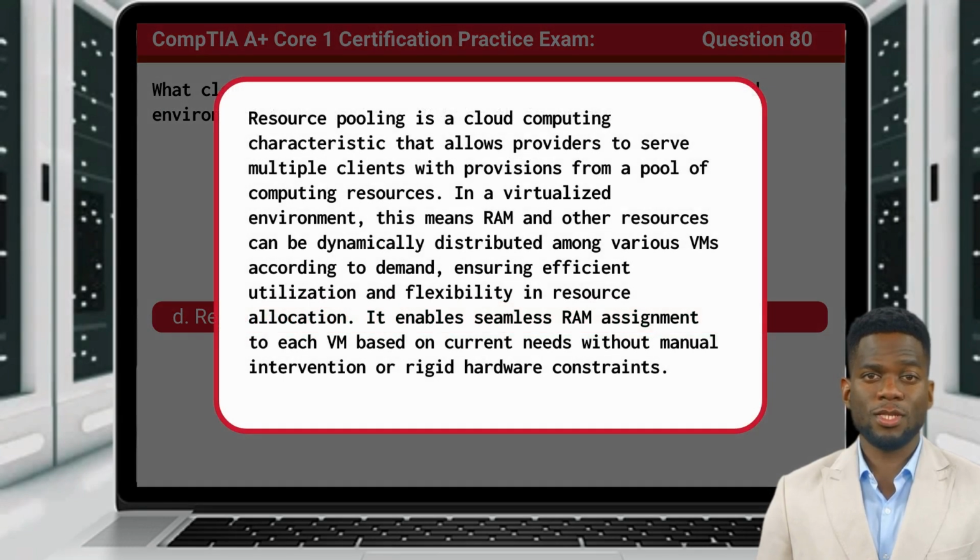Resource pooling is a cloud computing characteristic that allows providers to serve multiple clients with provisions from a pool of computing resources. In a virtualized environment, this means RAM and other resources can be dynamically distributed among various VM according to demand, ensuring efficient utilization and flexibility in resource allocation. It enables seamless RAM assignment to each VM based on current needs without manual intervention or rigid hardware constraints.